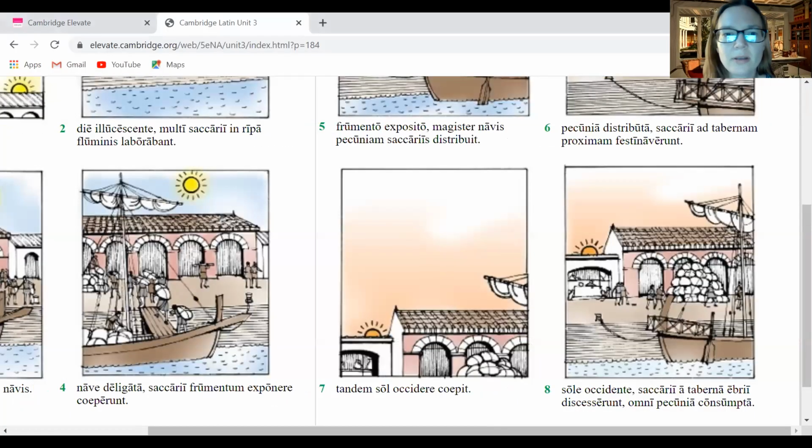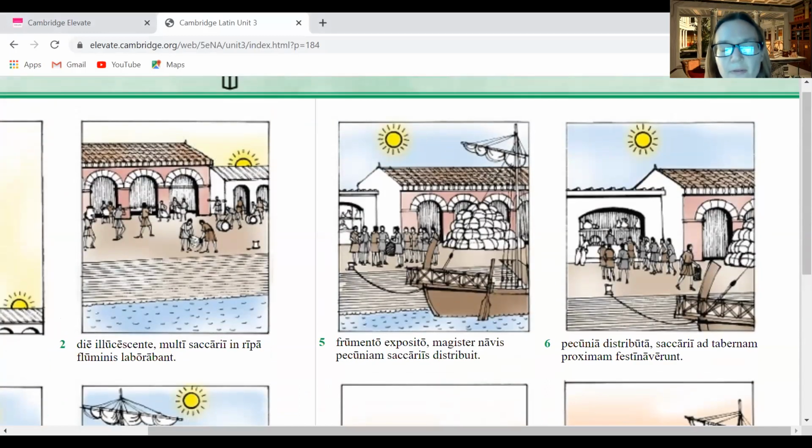And moving on to number 5, frumento exposito, magister navis pecuniam saccariis distribuit. With the grain unloaded, the master of the ship distributed money to the dock workers. So there's my ablative absolute. Frumento, grain, is my noun. Exposito is my participle. They're both ablative singular. This one's a perfect passive.